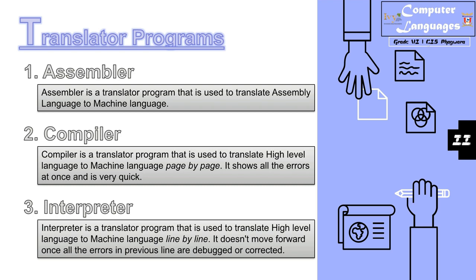Compiler translates an entire page at once and displays all the errors at the end, but interpreter translates the program one line at a time, which makes it a bit slower as well.